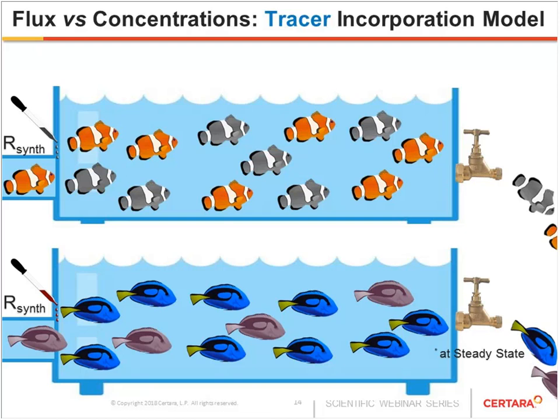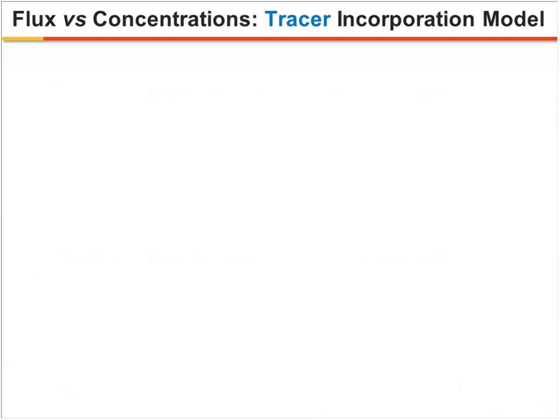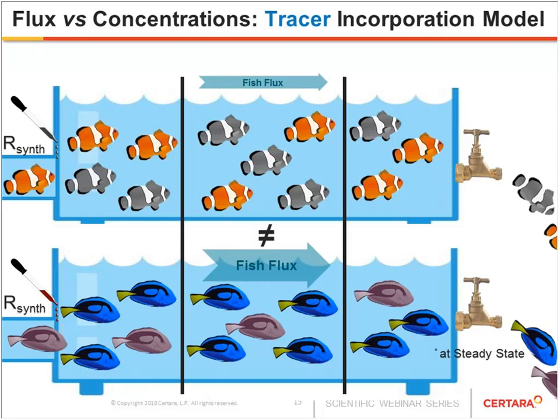Some of the fishes coming into the tank would be labeled. Therefore, we could again take some concentration measurements and measure the tracer to tracee ratio, that is the number of labeled to unlabeled fishes, to learn something about the rate of synthesis into the tanks. Then we would see that there is a difference in the rate of synthesis between the tank at the bottom and the tank at the top.